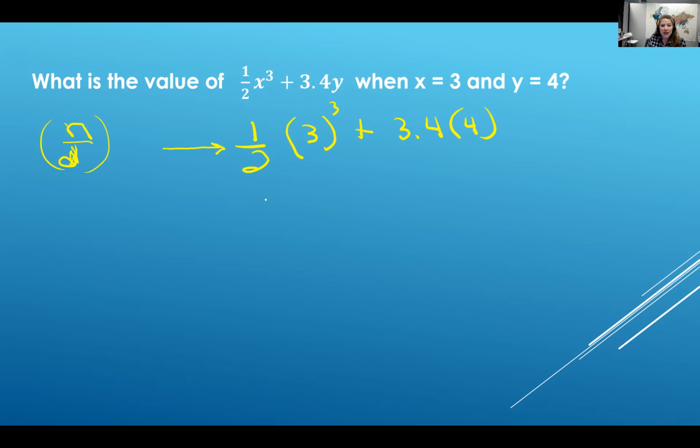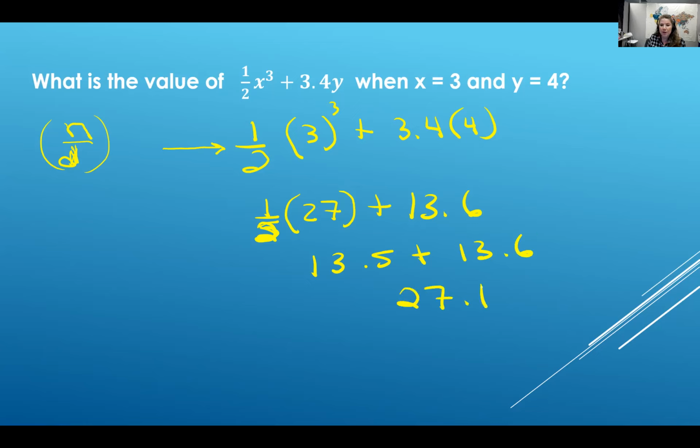So anyway, we're going to do 1/2 times 27 plus 3.4 times 4, which is 13.6. Oh, it's 1/2, silly me. So half of 27 is 13.5, plus 13.6 would be 27.1. Did you guys get 27.1?